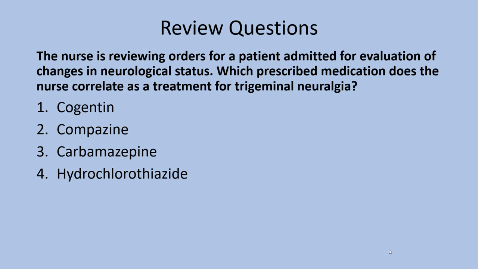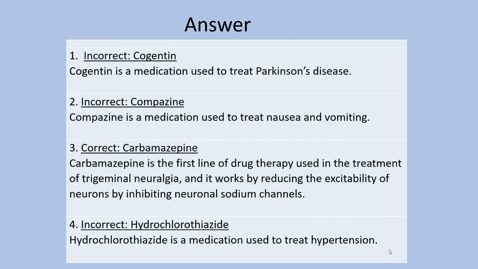The nurse is reviewing orders for a patient admitted for evaluation of changes in neurological status. Which prescribed medication does the nurse correlate as a treatment for trigeminal neuralgia? Cogentin, Compazine, carbamazepine, or hydrochlorothiazide? It is carbamazepine. It's the first-line drug, the anti-epileptic. It works by reducing the excitability of neurons by inhibiting the neuronal sodium channels.